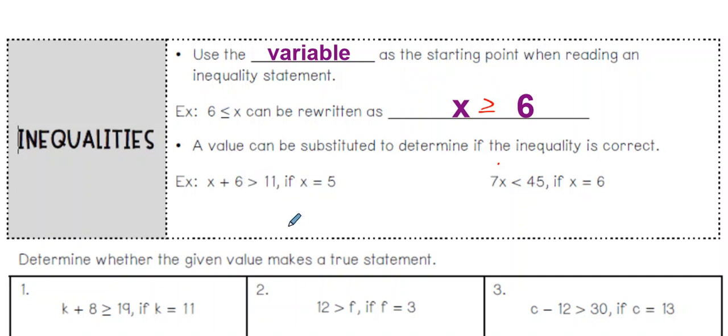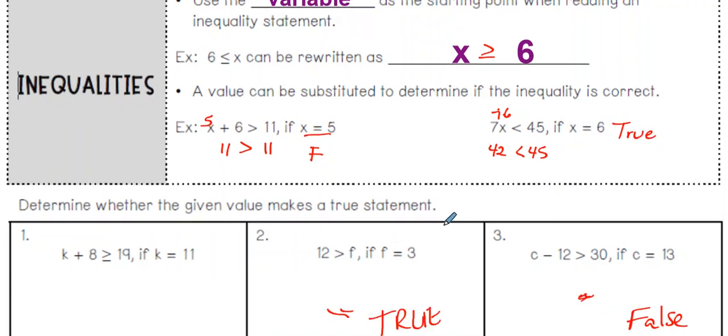So one of the things you can do is, if I give you the value of the variable, you can tell me if it's a true statement by just plugging it in. All right, so x plus 6 is greater than 11 if x is 5. So if I plug that in, 5 plus 6 is 11. So you ask yourself, is 11 greater than 11? No, that's false. So x cannot be 5. Okay, let's go over here and plug it in. If x is 6, so if I multiply that, 7 times 6 is 42. Is 42 less than 45? Yes, that is a true statement. So x could be 6.